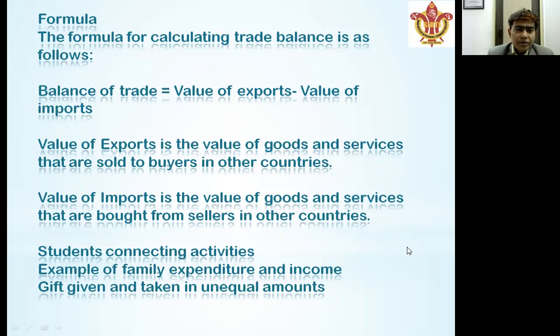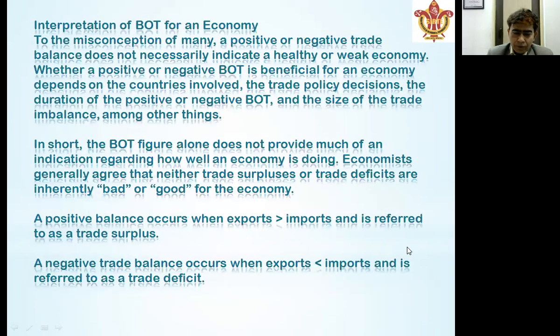Students connecting activities, we can understand by this. We can get many examples. For example, you can buy and sell many things in our family, and we can give and take many rupees to the relationships in the functions, etc. There are so many examples possible here. We can say the balance of trade for the economy to the micro conceptions of many.